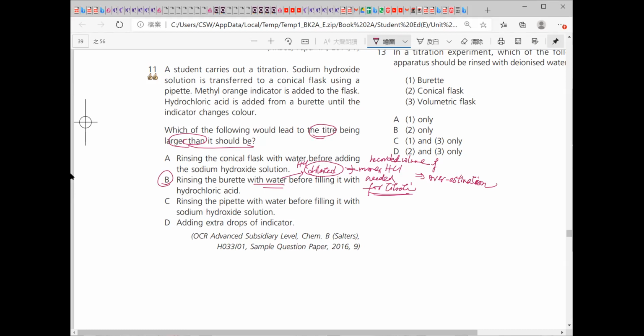How about A, C, and D? A, any effect? What is the effect? Rinsing the conical flask with water before adding the sodium hydroxide solution. How does it affect the titer? Will it become larger or smaller?